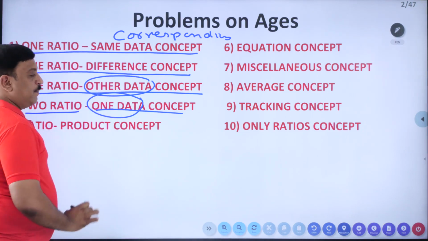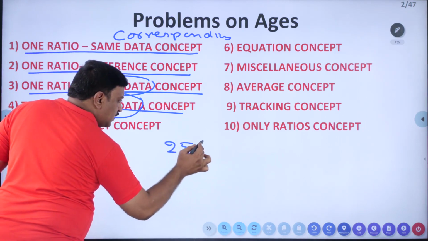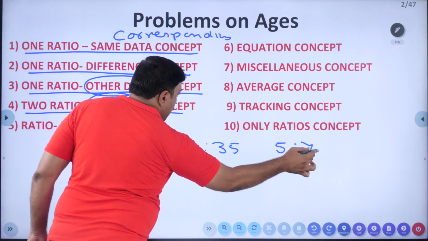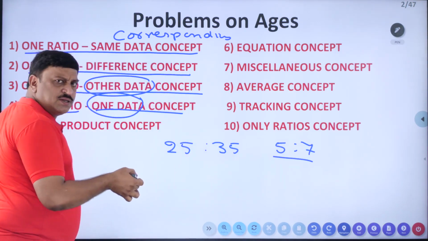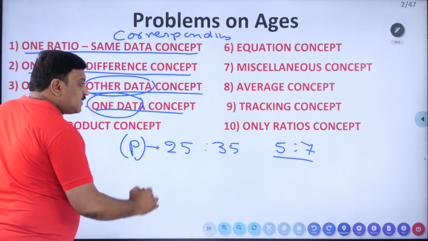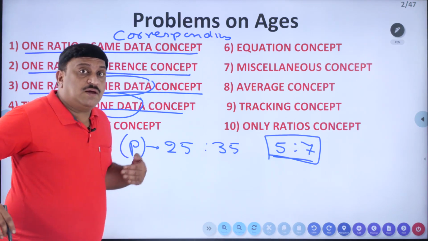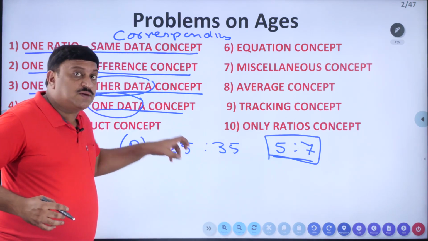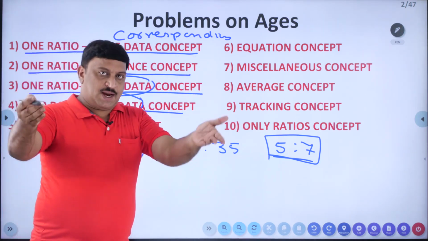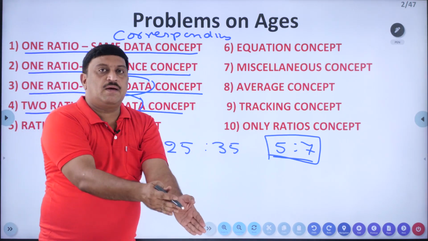I will let you know about these two, right? One ratio, other data means, see, we have done just for 25 years and 35 years, you have taken some ratio and we got 5:7. This is after how many years? Let it be the present only. After 5 years, this is the present ratio. They might not give the present ratio's data, they may give after 10 years data, or before 10 years data, but not exactly the present data.